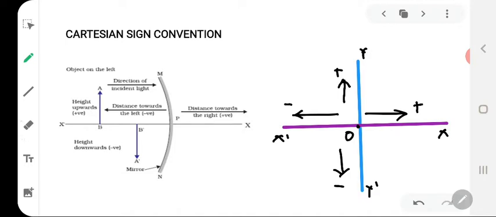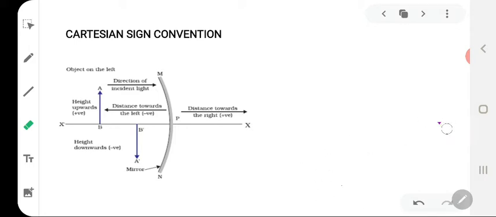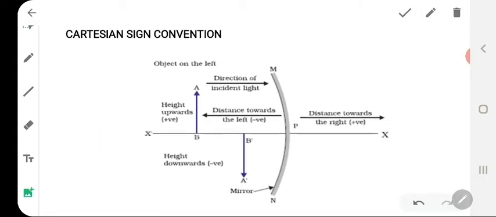So let me just clear up this space so that I can give a magnified view of the picture that I had shown regarding the sign convention once again. Okay. So now the new Cartesian sign convention is being used for measuring the various distances in the ray diagrams of spherical mirrors, both concave and convex. So as you can see in the diagram, in place of origin we are having the pole.